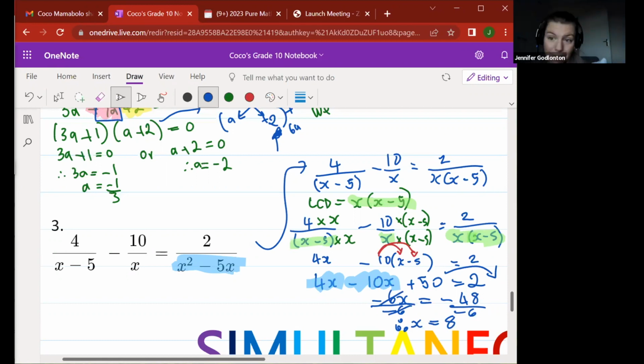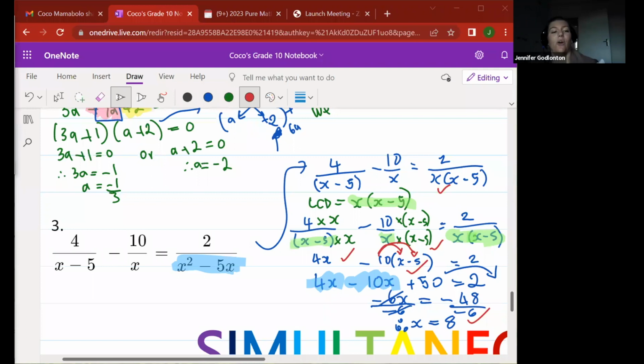It is a hectic question, guys. I'm going to show you where you would get all your marks for a question like this, but it is a lot. There's a lot that you have to think of. So you would get a mark for factorizing that denominator. You would get a mark for getting to this point of the negative 10 times x minus 5 and getting to the 4x. You would get a mark for getting to this point over here of the negative 10x plus 50. And then you would get a mark for getting your final answer. So you're looking at 5 marks for a question like this.